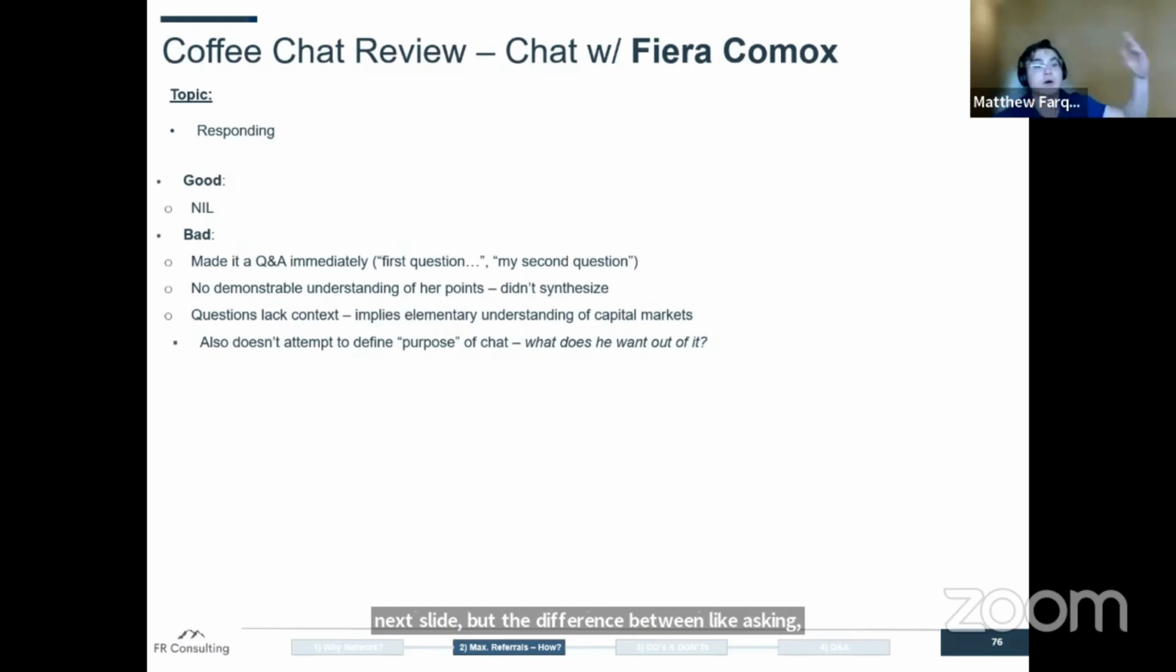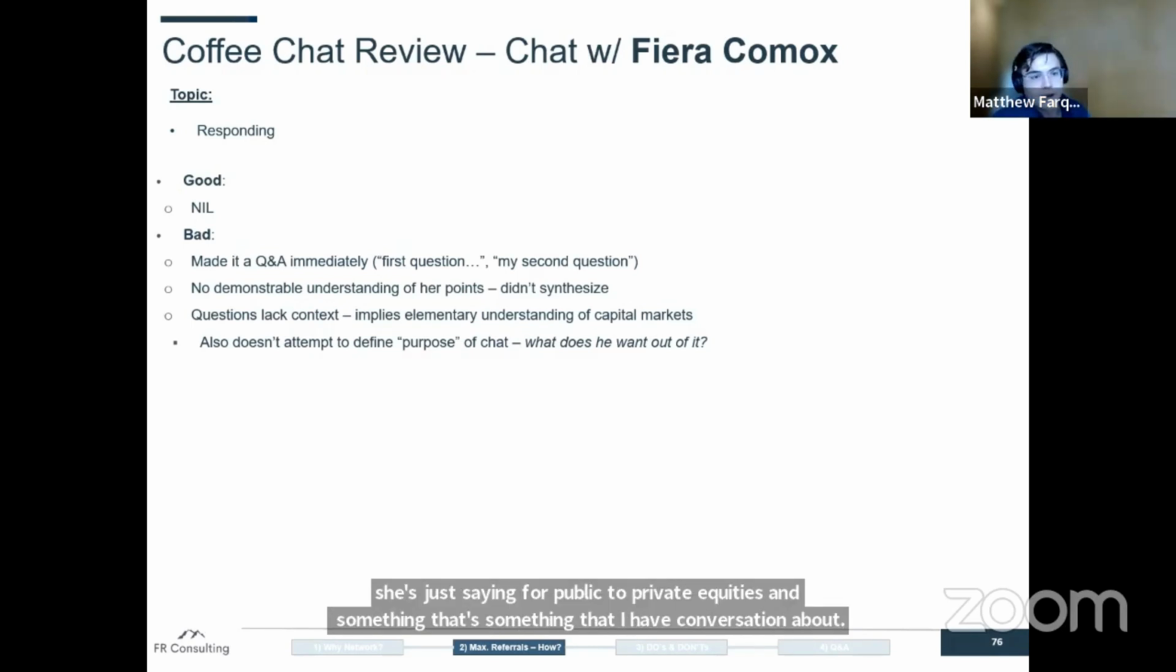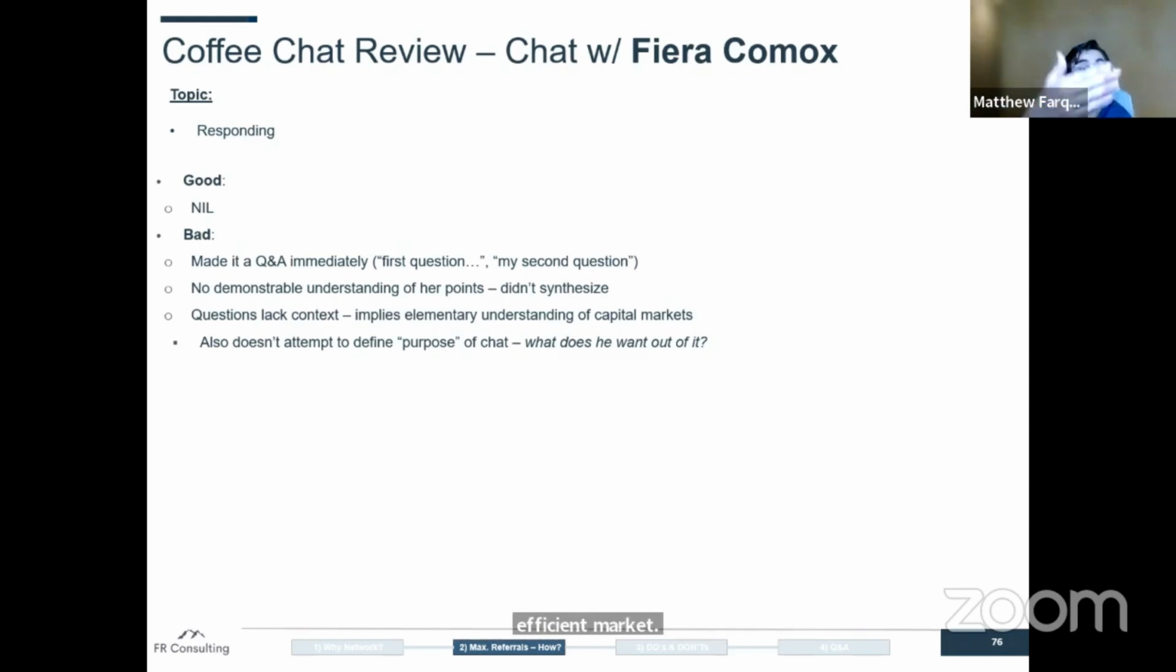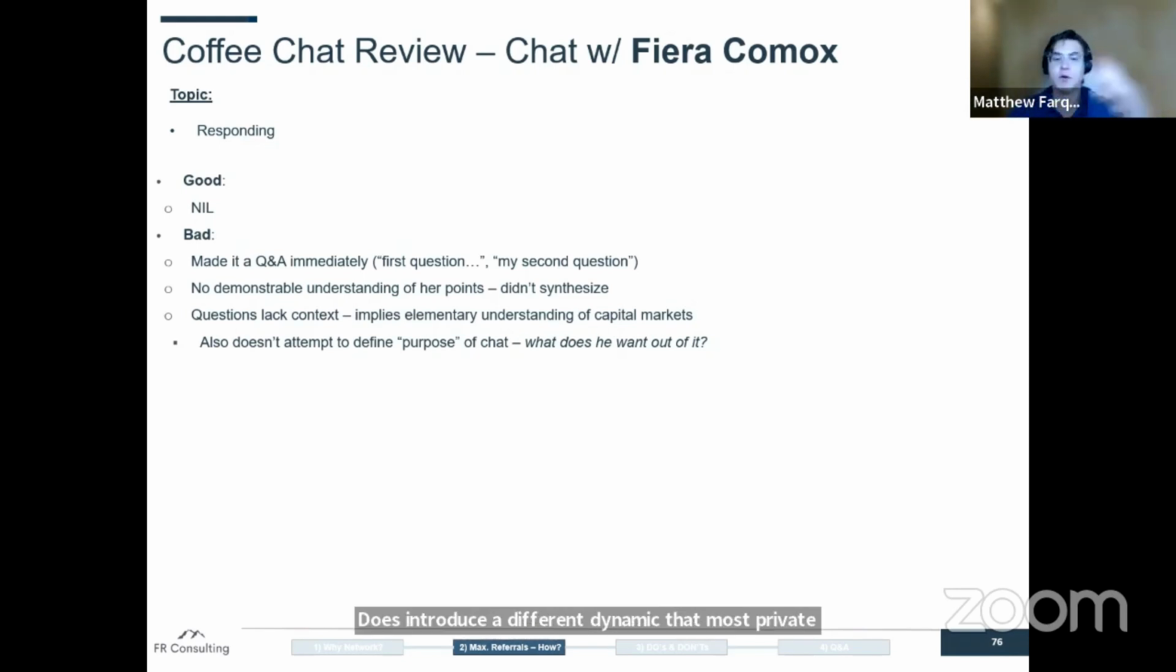Versus, "I've heard a lot about transitioning from public to private equities, and something that I've had conversations about. One of the things I've heard is that the modeling is very different, and the absence of a very efficient market does introduce a different dynamic that most private equity investors aren't used to. And so when you were transitioning..." Right now, when I was saying that, you guys were like, "Oh shit, he knows."